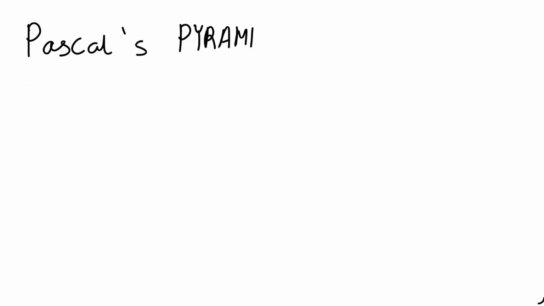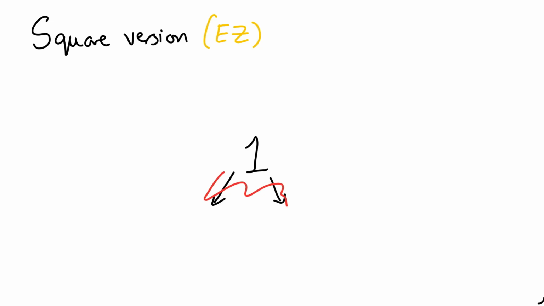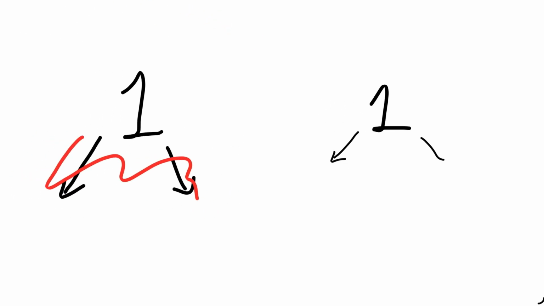Let me introduce you to Pascal's pyramid. Yeah, we got another dimension now. Now we'll start simpler with a square-based pyramid instead of a tetrahedron, just because the visualization is a little easier. So, as with before, we start with 1 at the very top. But instead of this one donating a copy of itself to the 2 points below it, a copy of itself goes to each of the 4 vertices of the squares beneath it, like so.